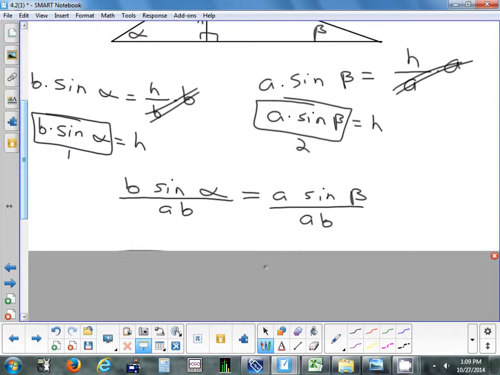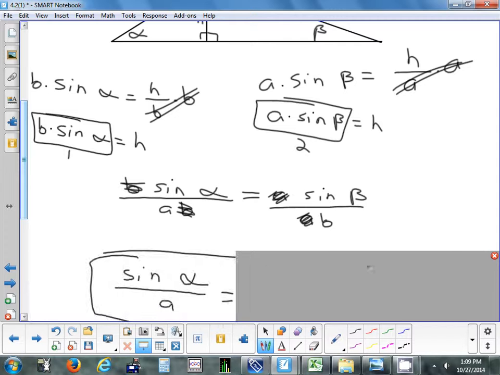So now let's look at what happens. What's going to happen on the fraction on the left? The B's are going to cancel out, and you're left with sine of alpha over A. What about in the fraction on the right? The A cancels, and you're left with sine of beta over B. These are the first two parts of the law of sines. Sine of alpha over A equals sine of beta over B.